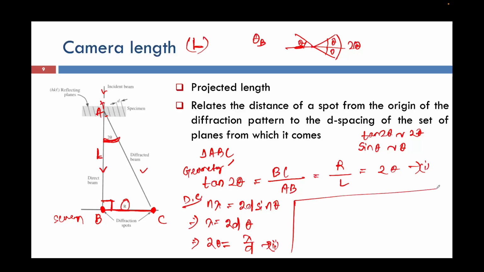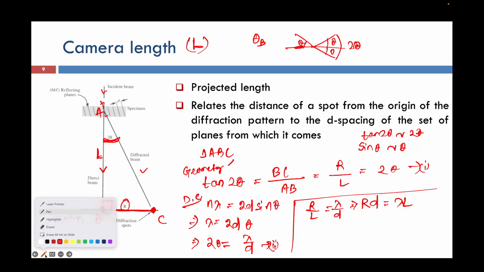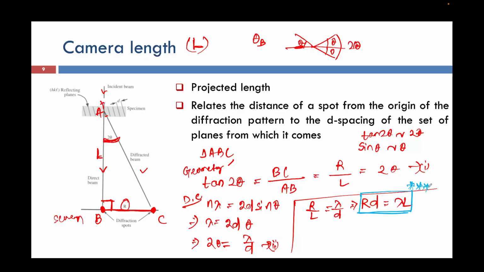If I equate equation number 1 and equation number 2, what will happen? R by L is equal to lambda by d, right? And this expression gives me Rd is equal to lambda L. Remember this expression. This is one of the most important expressions in transmission electron microscopy, because using this expression only we will be indexing all the diffraction spots. Rd is equal to lambda L.